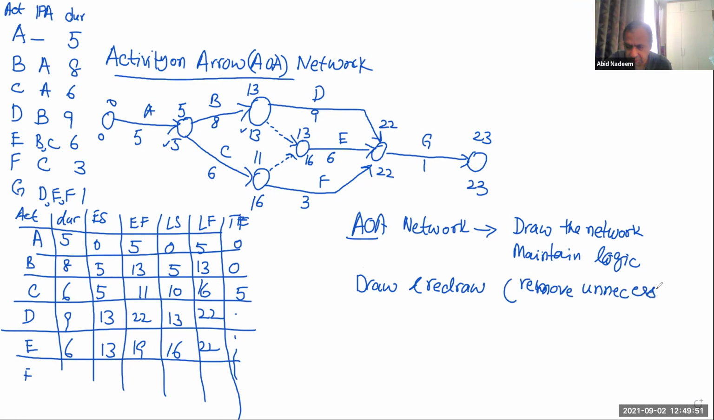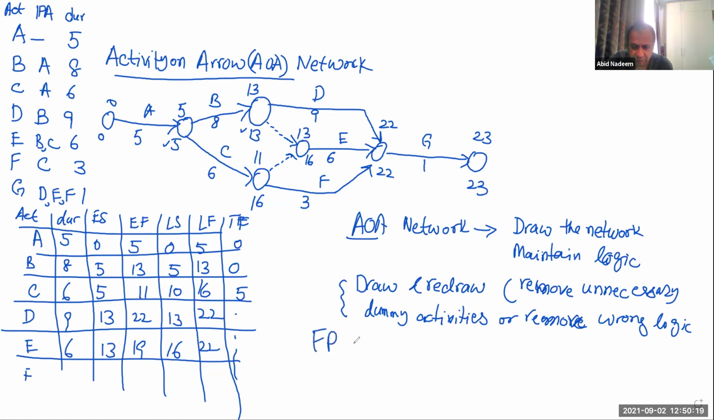Remove unnecessary dummy activities, or remove wrong logic. So there will be some trial and error. And then perform the forward pass and backward pass.